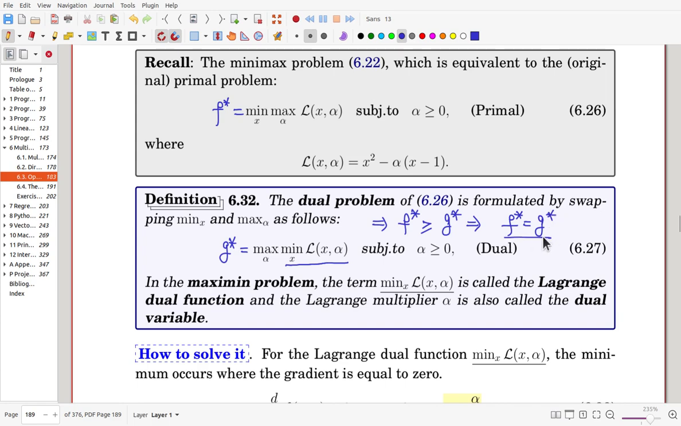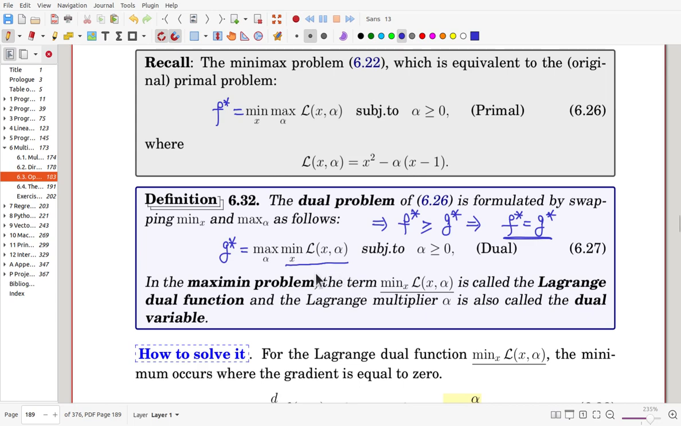And in this case, we say that it's a strong duality. Once this inequality is strict, then we say it is a weak duality. But for a convex optimization problem, it'll be strong duality. Now, rather than solving this problem, in most cases, solving this problem is much easier.